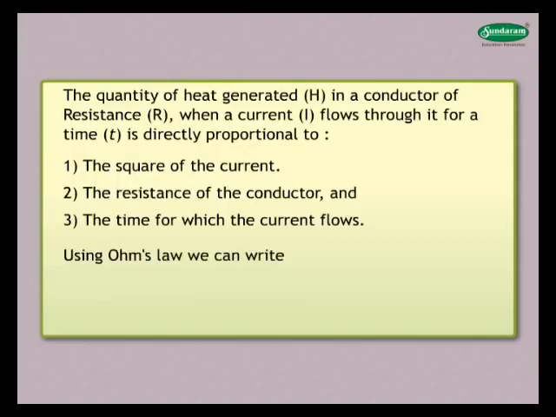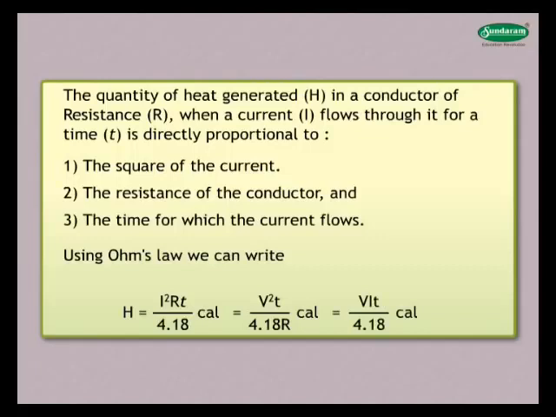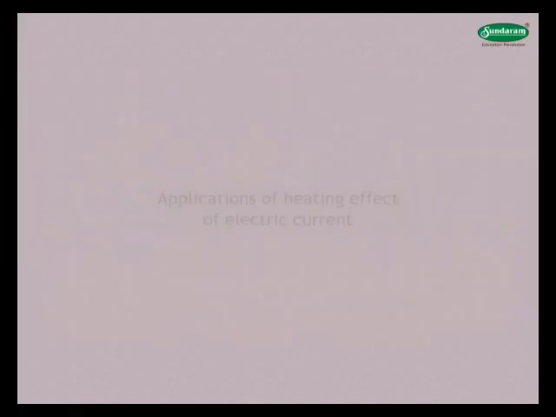Using Ohm's law, we can write H = I²Rt / 4.18 calories = V²t / 4.18R calories = VIt / 4.18 calories.